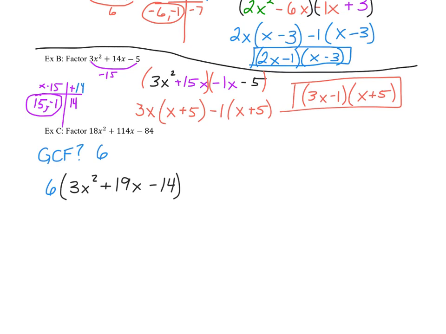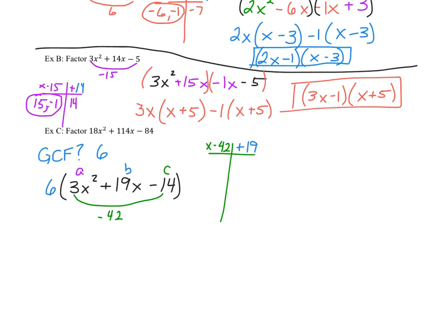So now that I've done that, I need to go to that process I've been doing this whole time. So my A value is now 3. 19 is my B value. C is -14. So I want to multiply my A and my C. Multiplying those two, I get -42. So I want to figure out what multiplies to get -42 and adds to get 19, because that's my B value.